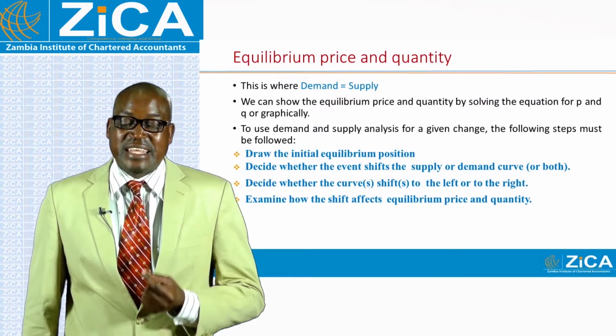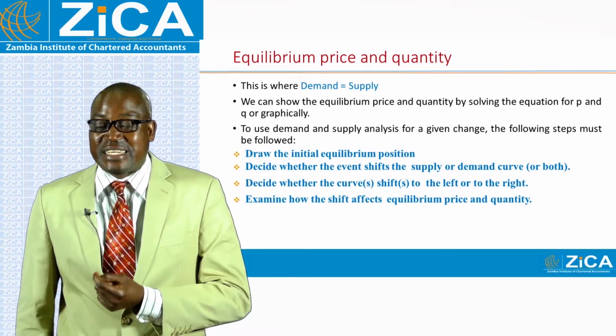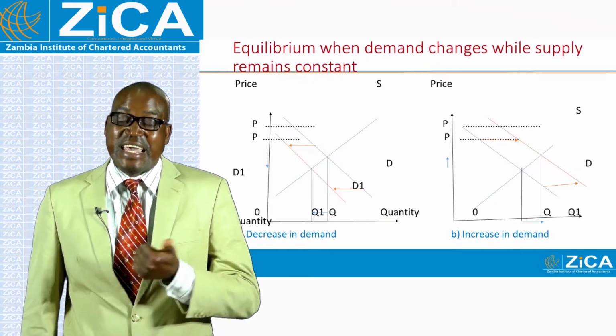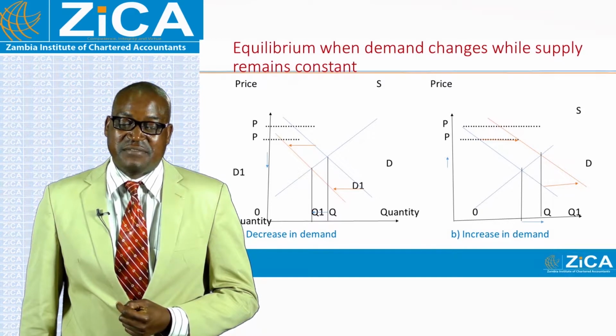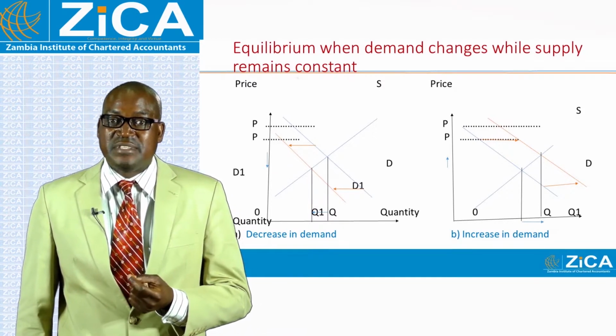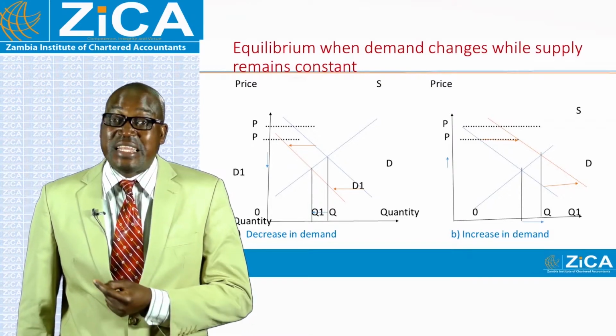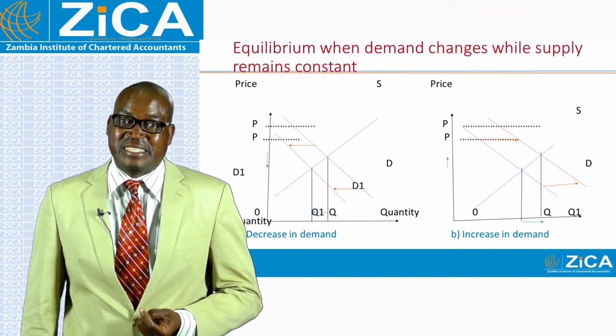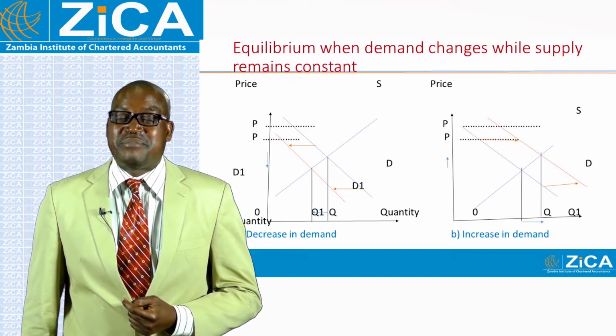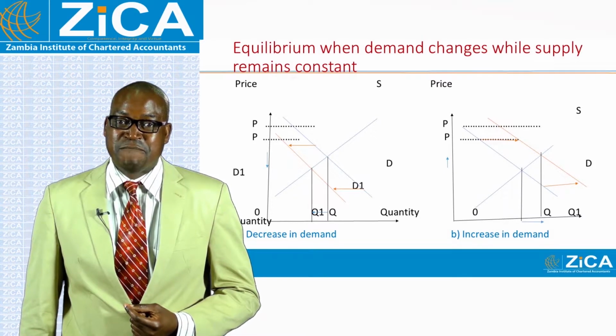Once you have done that, the next thing is to understand what will be the direction of the shift in the demand curve or the supply curve. Once you have done that, then the next thing is to know what has been the effect of that particular shift on the equilibrium price and equilibrium quantity.